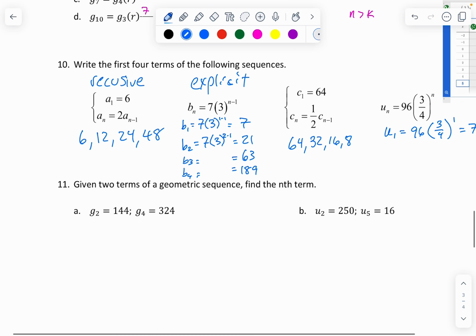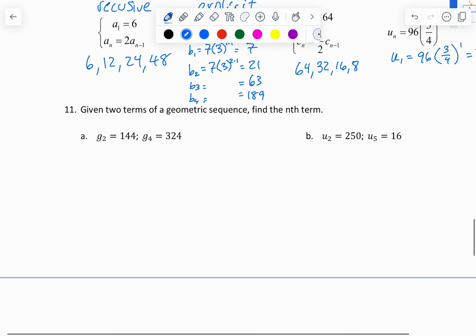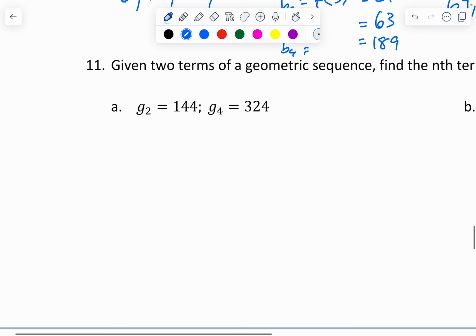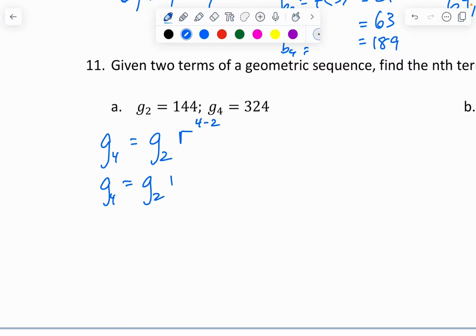Okay, so now given 2 terms, find the nth term. And what I have, g sub 4 would be equal to g sub 2 times r to the 4 minus 2. So g sub 4 equals g sub 2 r squared. So now let's plug in what we know. 324 equals 144 r squared.